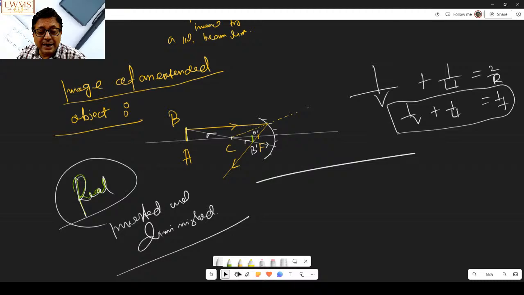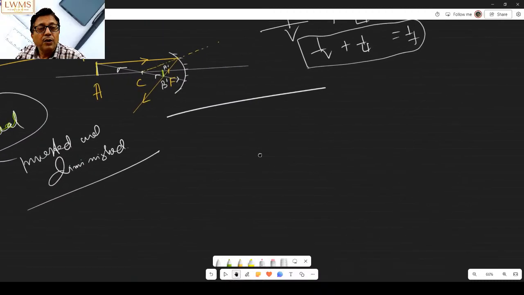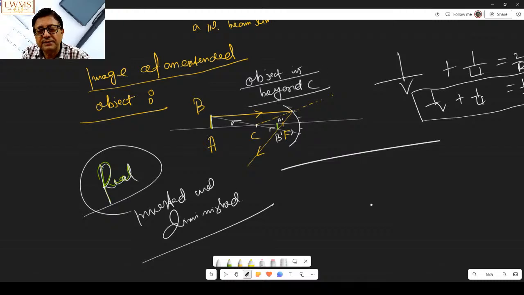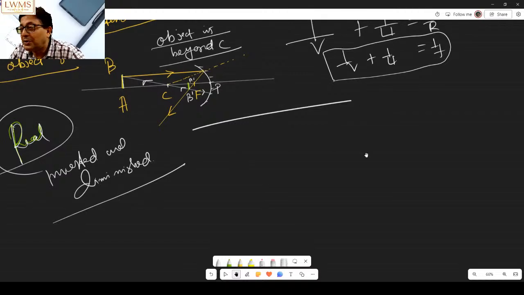Okay, let me draw another diagram here where the object is beyond C. The image is formed closer to the pole. If you draw the actual ray diagram, if you keep it beyond C, the image will be formed between C and F. Okay? Now we are going to do the opposite thing.